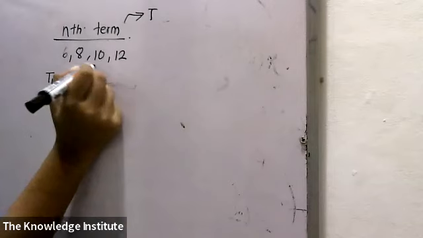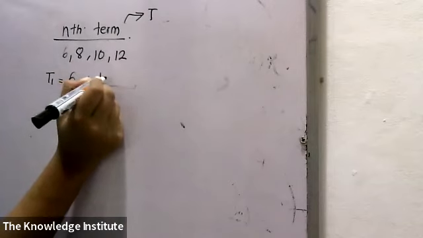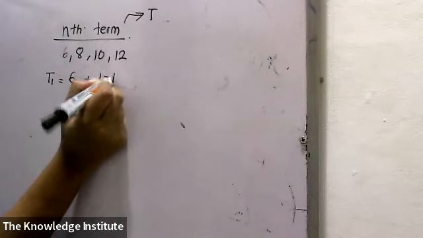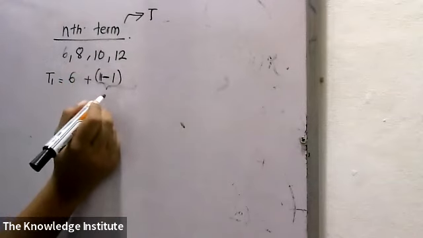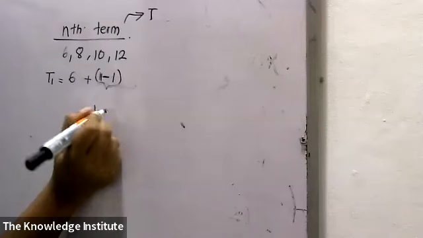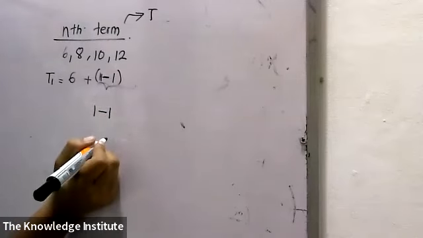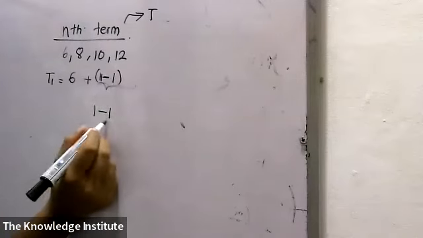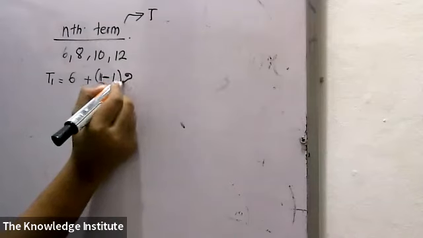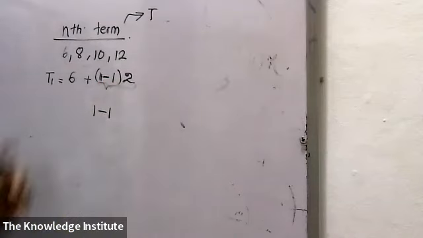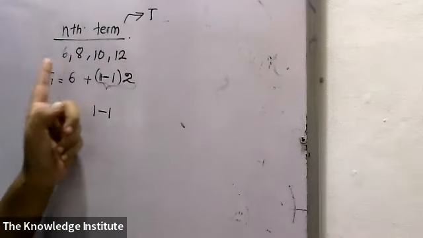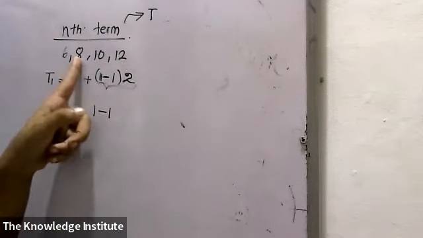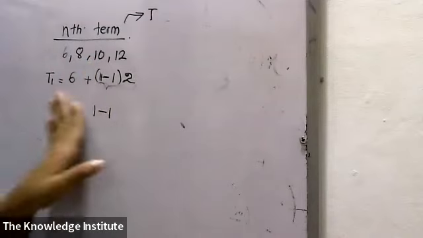Therefore, +1 and -1 makes what? What is your answer for 1 minus 1? Yes, 0. So that value I'm going to multiply by 2. 2 means, between the digits, what is the common difference? 2, right? So I'm multiplying that by 2.